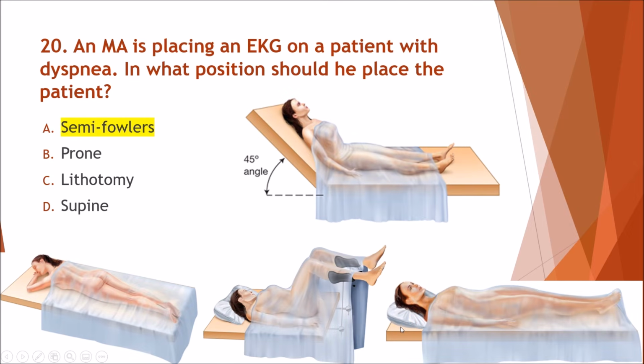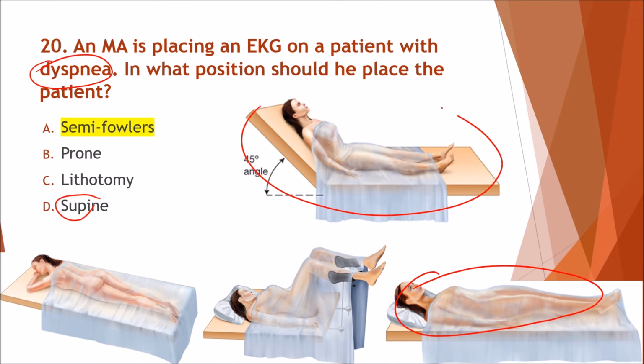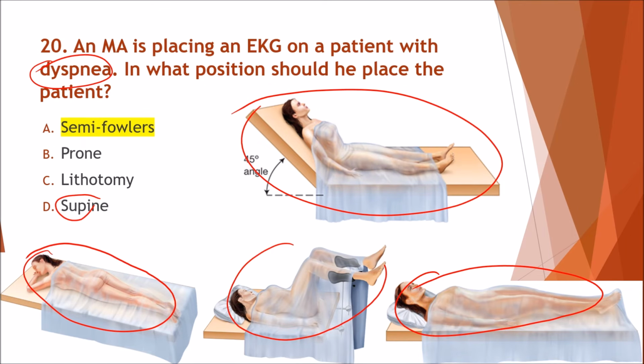And the patient should be placed in a semi-Fowler's. Remember, dyspnea means shortness of breath. So a patient who's short of breath, you don't want to place them completely flat, which is supine. You don't want to do this. That's a supine position. You want to place them in the semi-Fowler's, which is this one. A prone position is basically face down, laying flat. And a lithotomy is this position, which is more of a gynae position to explore that area.